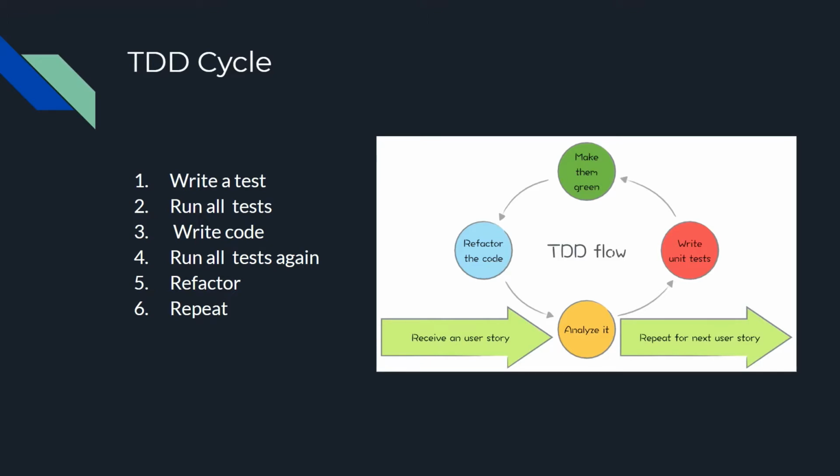So you go back to writing a test, running tests, writing code, the whole slew of steps once again. Here you see an image that helps to illustrate this. You receive a user story, you analyze that story, write tests, make them pass, refactor, and then it all starts again. That gives a more succinct version of it.